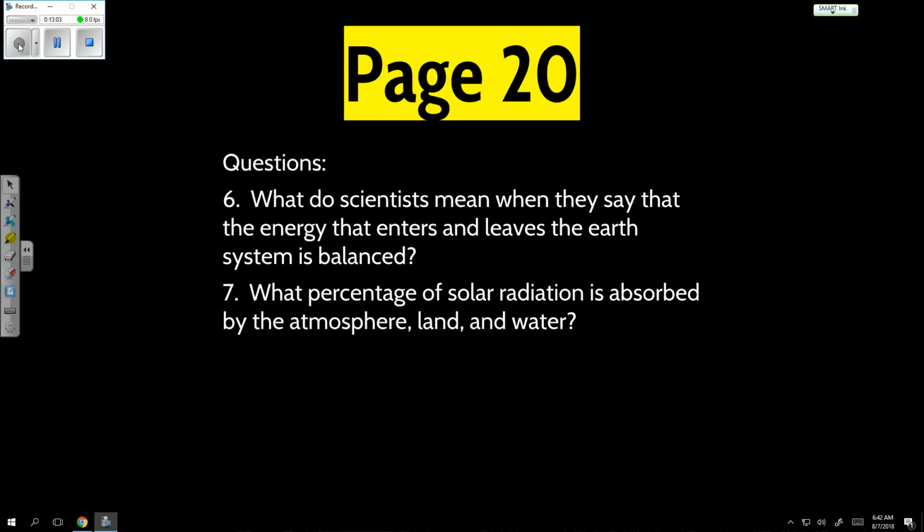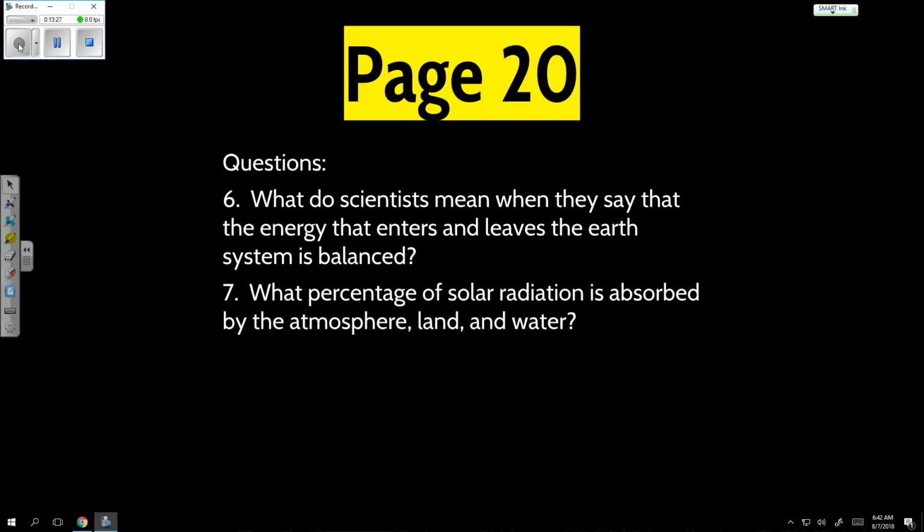Highlight the first 3 sentences of the paragraph. Energy enters the Earth system in the form of sunlight. Energy also leaves the Earth system as heat. The amount of energy that enters the Earth system is the same as the amount of energy that leaves it.